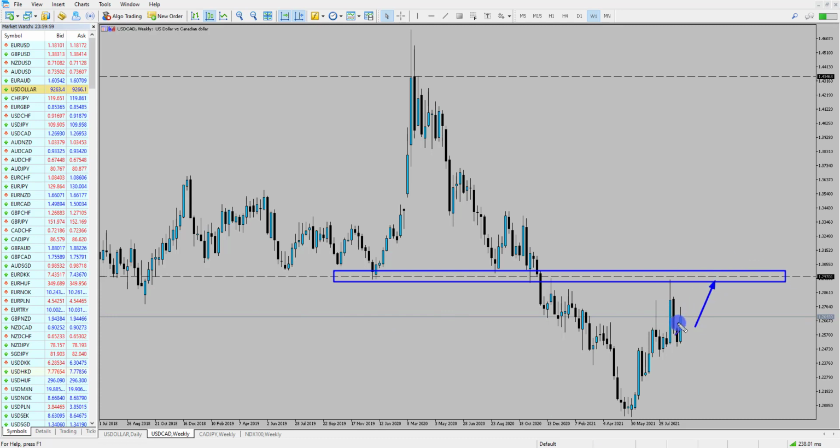So what I'll be looking for is some trend there. If we do start to see some higher highs, higher lows on the daily, that could be an opportunity to start buying dollar CAD in line with that CAD weakness.